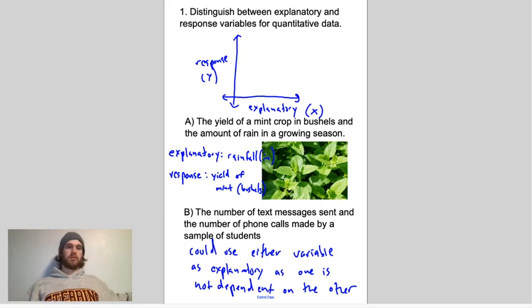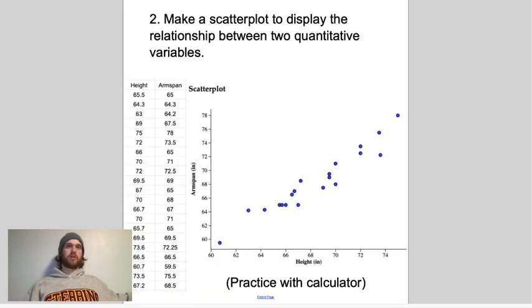All right, that's looking pretty good. Let's cruise on. Make a scatter plot to display the relationship between two quantitative variables. After you have established your height is explanatory and your arm span is the response. With height and arm span, they're both just measured characteristics. There's not one dependent on the other necessarily. Either one could be your explanatory variable. I'm using height as our explanatory variable because typically arm span is one that people aren't familiar with and might be familiar with their height.